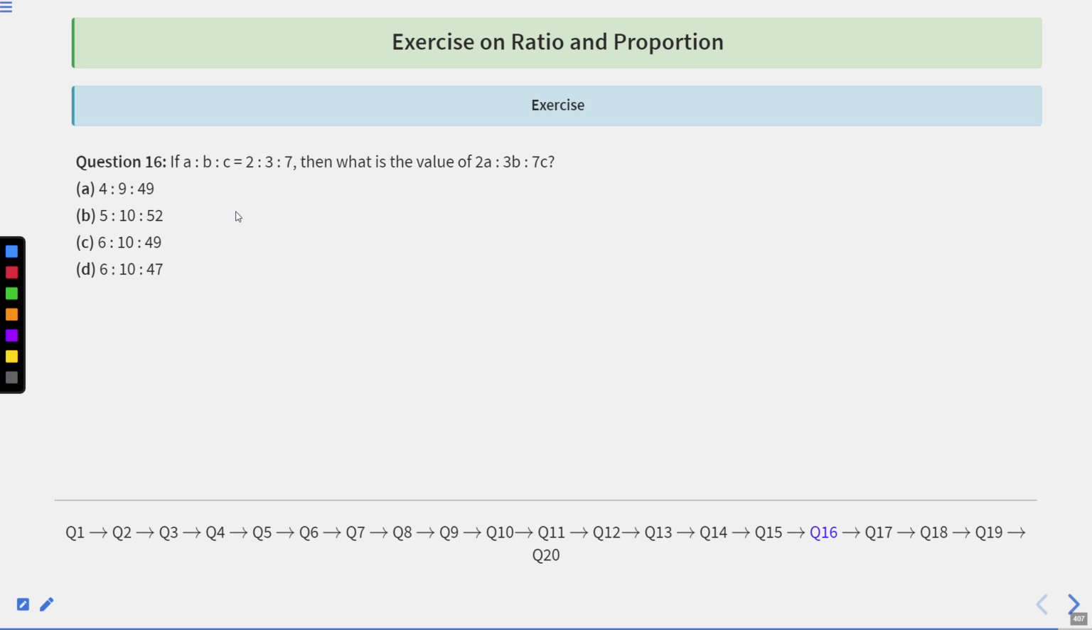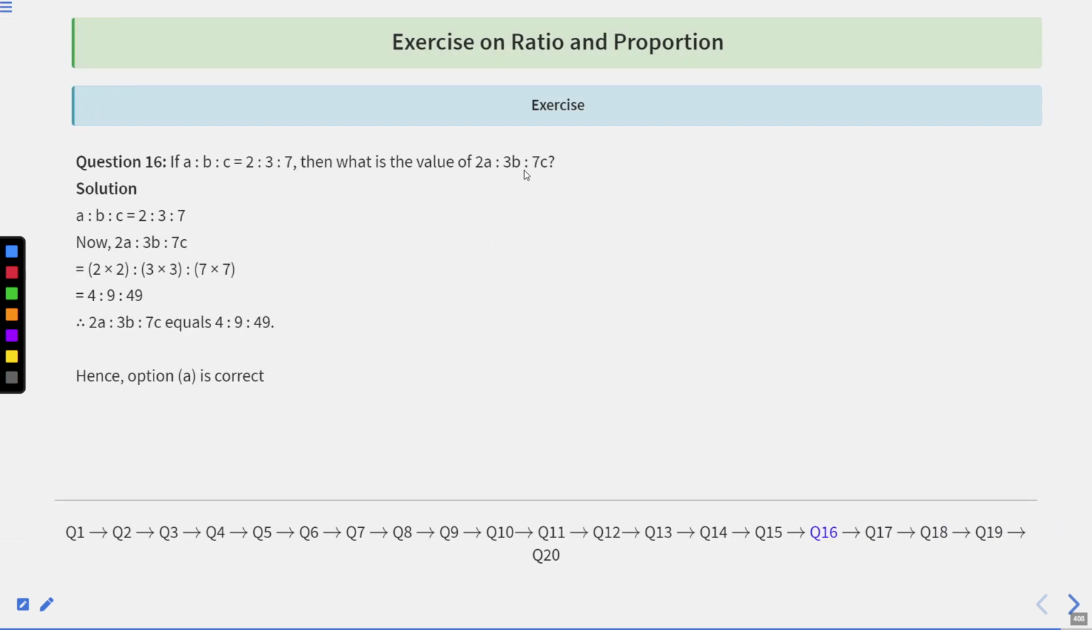Let us now move to question number 16. If A is to B is to C is equal to 2:3:7, then what is the value of 2A is to 3B is to 7C? So now 2A is to 3B is to 7C is equal to 2 times of 2 is to 3 times of 3 is to 7 times of 7. That is 4:9:49. So 2A is to 3B is to 7C is going to be 4:9:49. So the option correct here is option A.